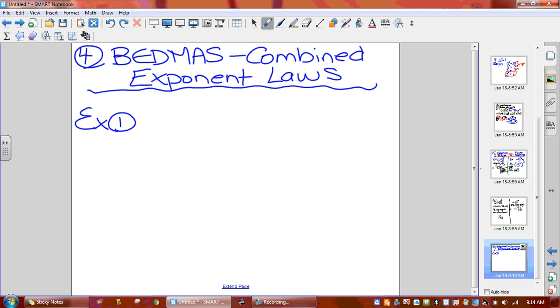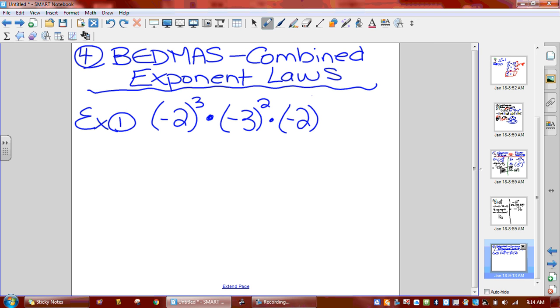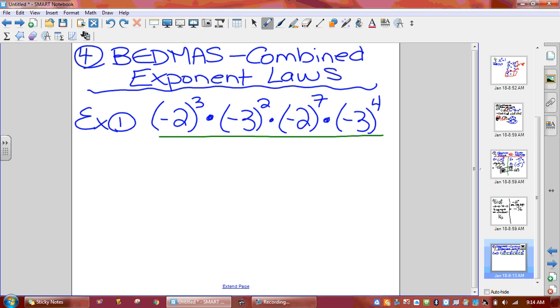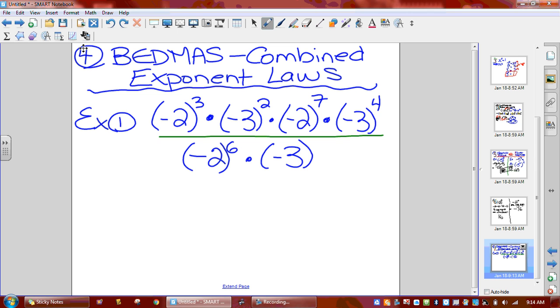Example 1. We're going to go with -2 cubed times -3 squared times negative 2 to the 7 times negative 3 to the 4, all divided by negative 2 to the 6 times negative 3. I'll give you a minute to write that down, then we're going to discuss the question.